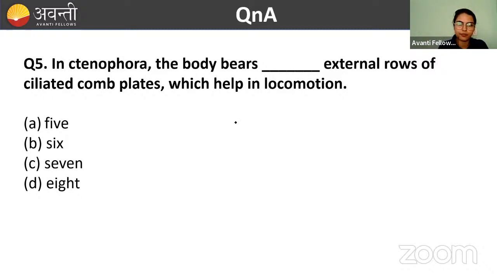Ctenophora. The body bears dash external rows of ciliated comb plates that help in locomotion. Okay, so nobody has chosen anything. What I'll do, I'll end the poll and we'll discuss the question then. Okay, so let's go to the solution here.